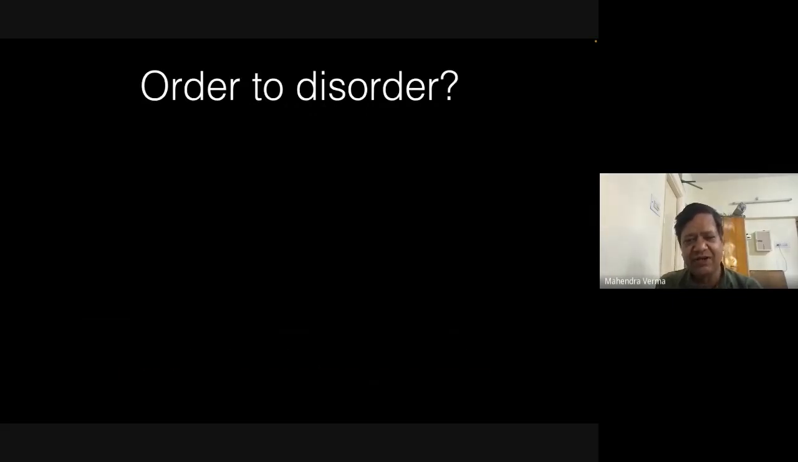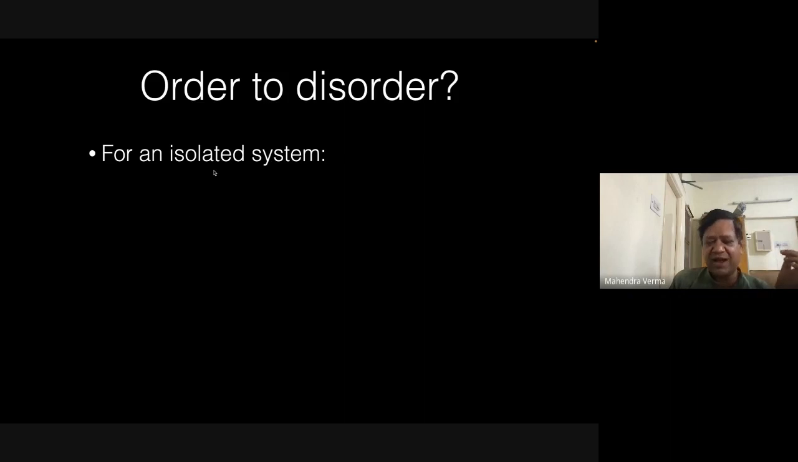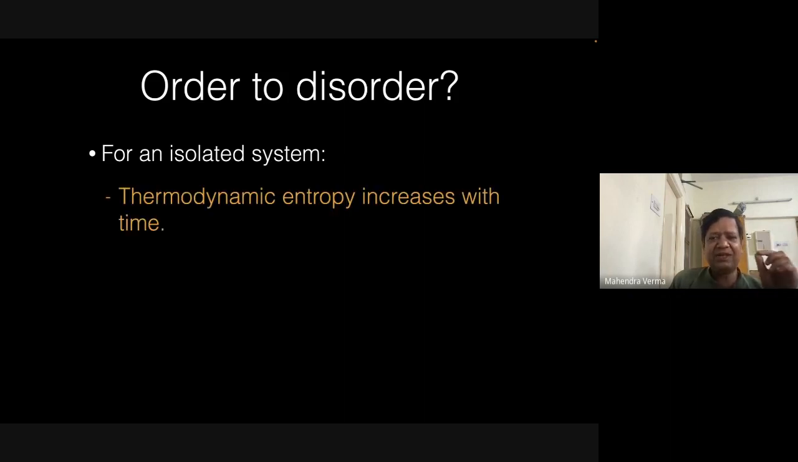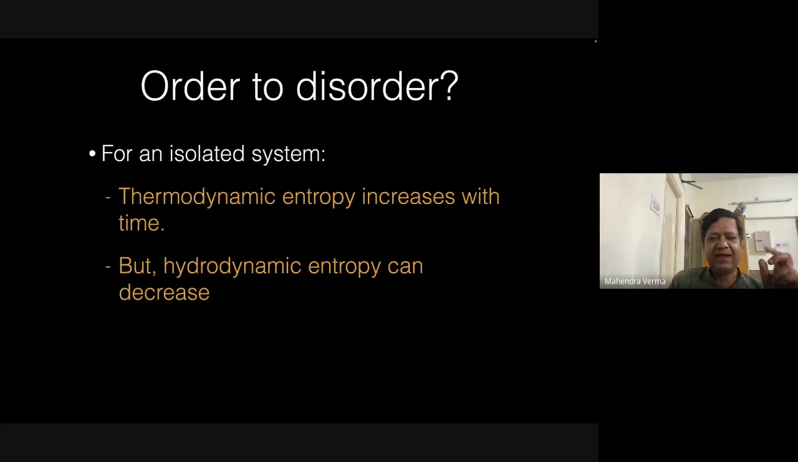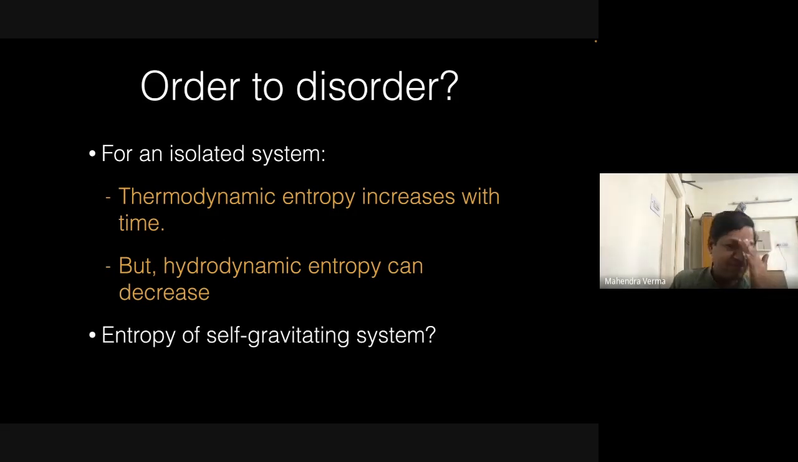So, order to disorder, is it true or not true? For an isolated system, thermodynamic entropy increases with time, but hydrodynamic entropy can decrease. It happens in 2D. And so I think this has some window for self-gravitating systems. Self-gravitating systems could be isolated, and entropy can increase for such a system.